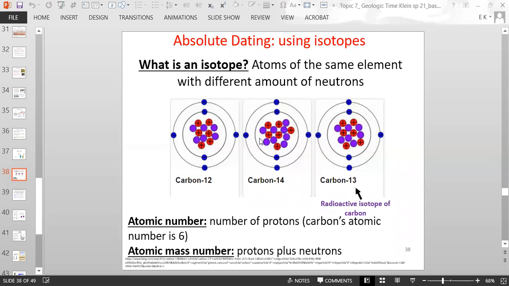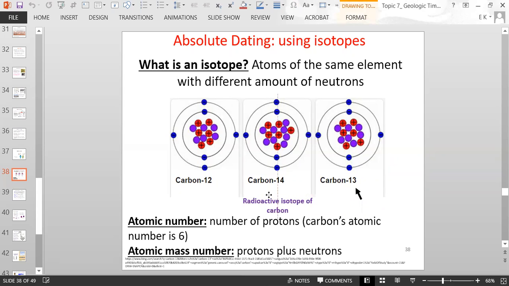Carbon-12 and carbon-13 are the stable atoms of carbon. Carbon-14 is the radioactive isotope of carbon, which means that it decays, it loses particles over time.